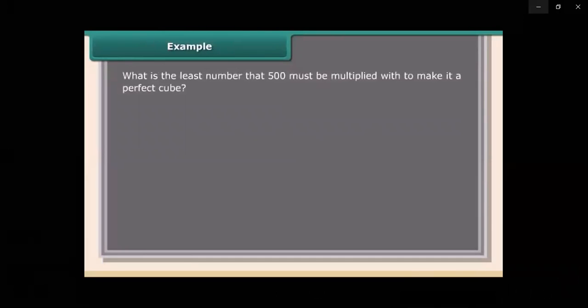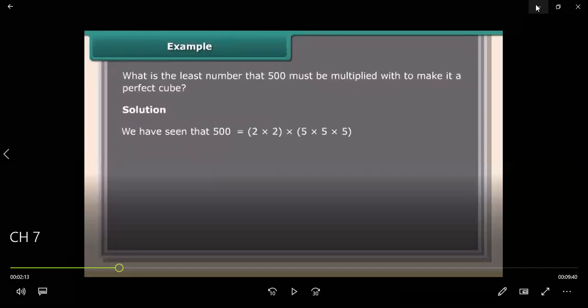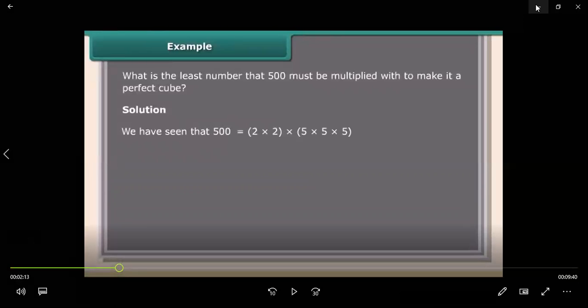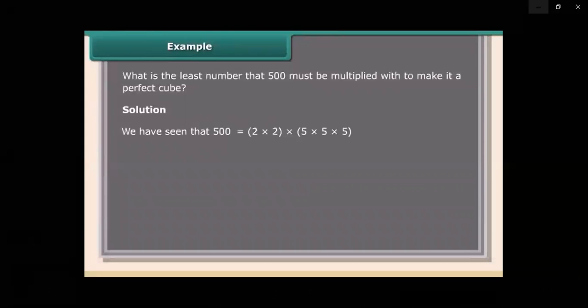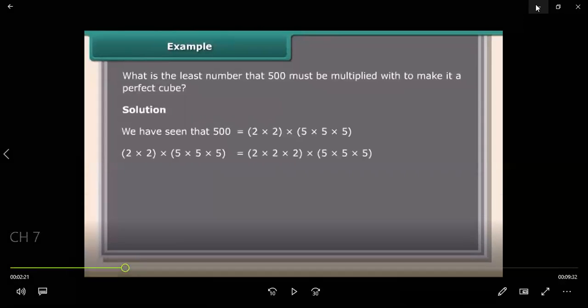Then, for example, what is the least number that 500 must be multiplied by to make it a perfect cube? So let's see the solution over here. We can find the factors of 500 easily, as we have already learned in our previous chapter of square roots. The prime factors of 500 will be 2 into 2 into 5 into 5 into 5. All of you can see that we are getting one triplet for 5. But we are not able to get a triplet of 2.